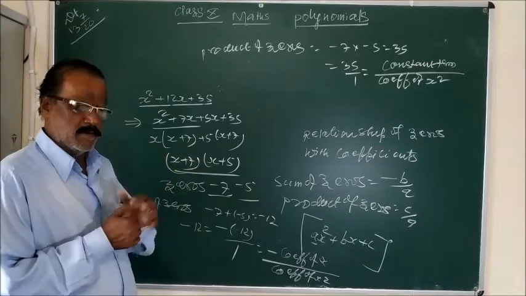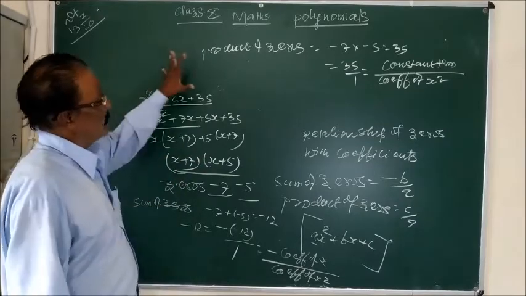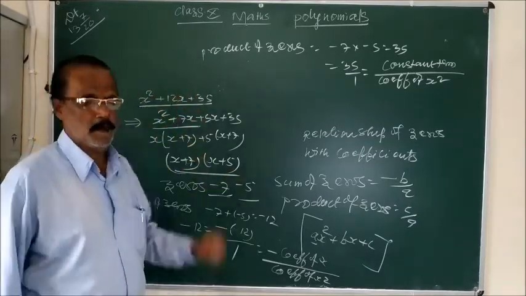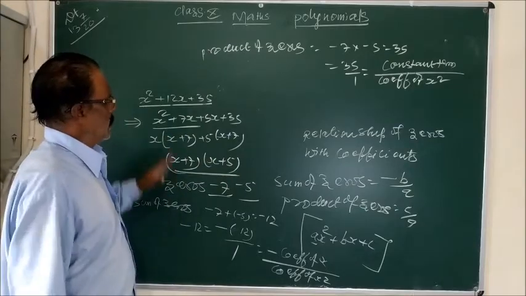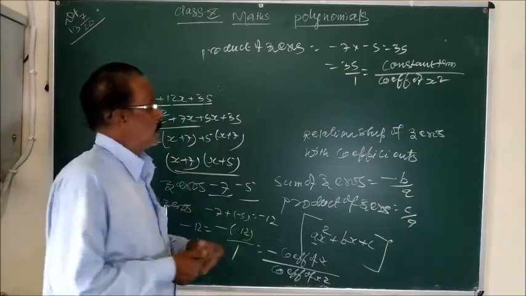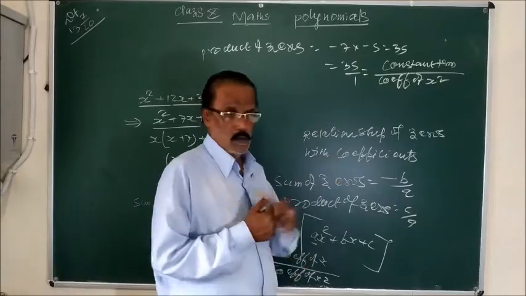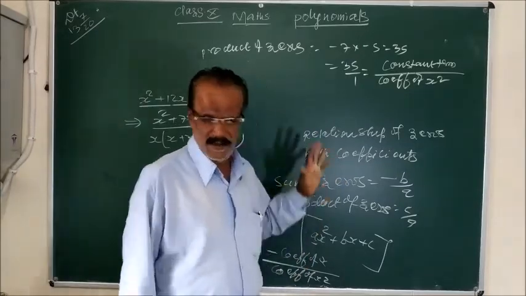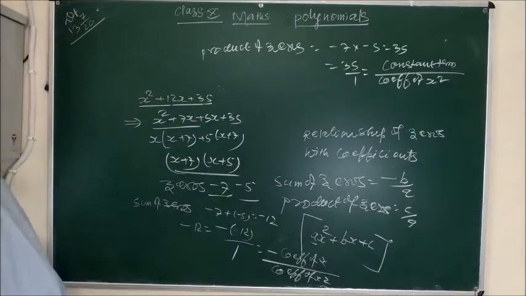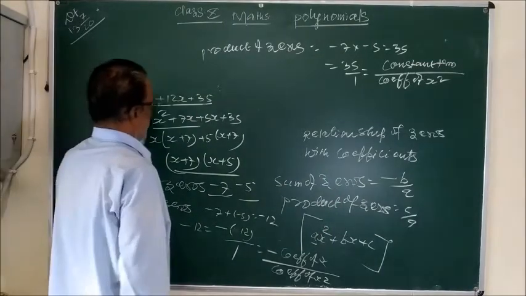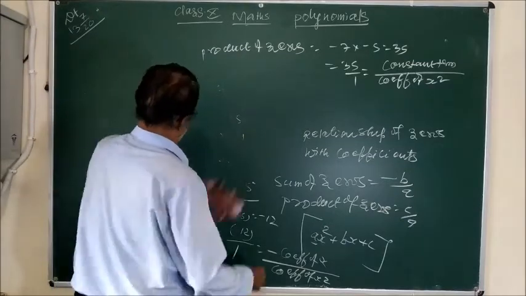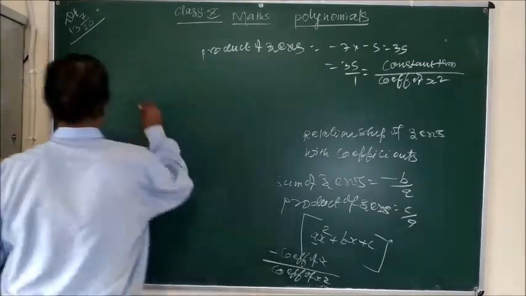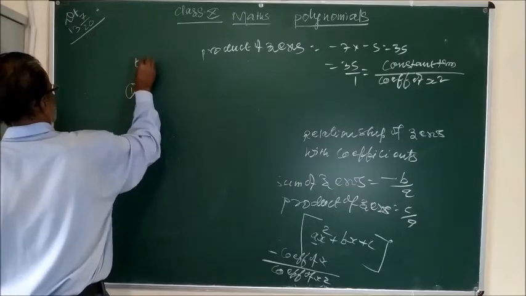So today you learn how you can find the zeros of a given polynomial and how you can verify or show the relationship of zeros with the coefficients. Now you see the question, the first question, x squared minus 2x. First question you see, exercise 2.2.